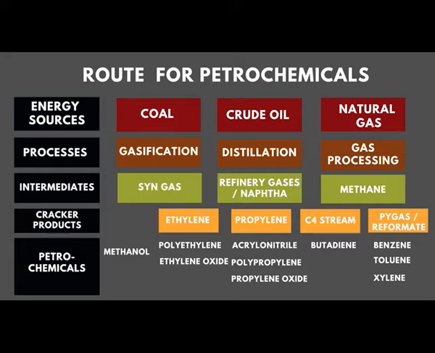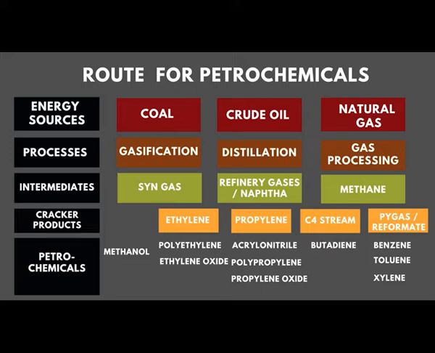Through these processes, the intermediate products that come out are syngas from the gasification of coal, refinery gases or naphtha from the distillation of crude oil, and methane from the gas processing of natural gas. Refinery gases cover a range of gases known as methane, ethane, butane, propane, etc. Then we have the cracker products. As a next step, by cracking the intermediates, we get ethylene, propylene, C4 stream, or reformate or pygas. And the final petrochemical products would be methanol, polyethylene, ethylene oxide, acrylonitrile, polypropylene, propylene oxide, butadiene, benzene, toluene, xylene, etc. Actually, the list is not exhaustive.